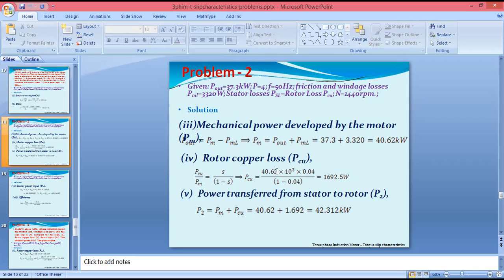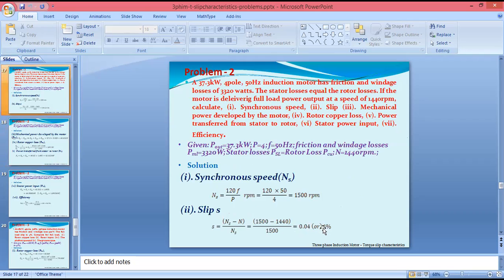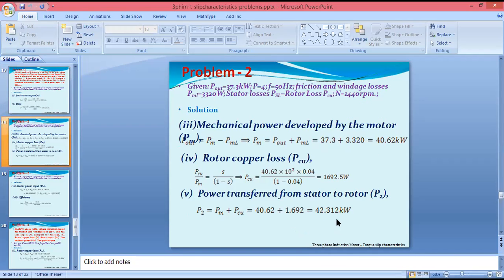So we can write here 40.62 into slip. We have just solved here, slip value 0.04. So you can write 0.04 upon 1 minus 0.04. If you solve this, you will get the power loss, that will be 1.692 kilowatt, or you can write in watt, 1692.5 watt.